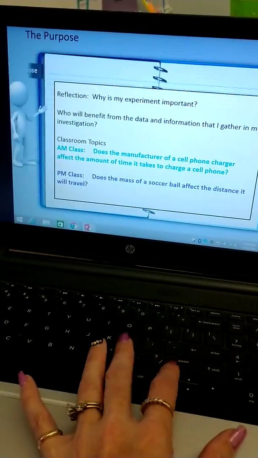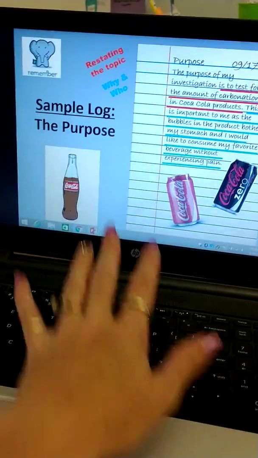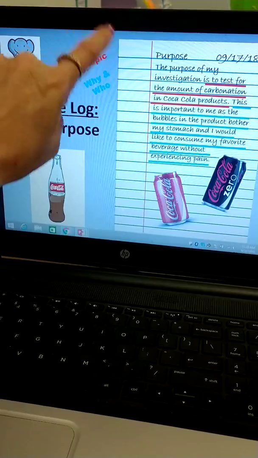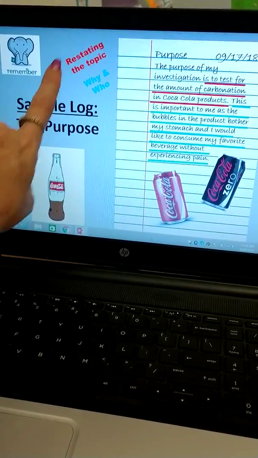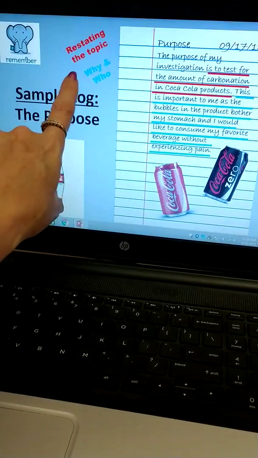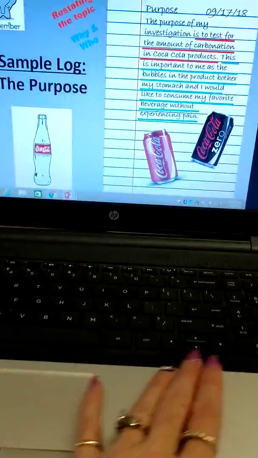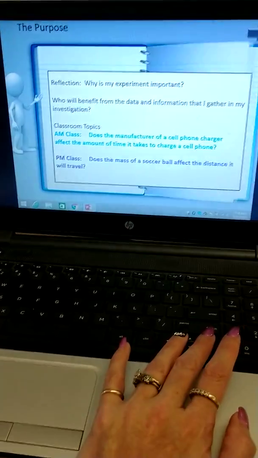So there was a note in here. Actually, let me go back. I wrote on the board that a purpose should restate the topic and tell why and who it impacts. So they have to have that note in their STEM journal entry as well.